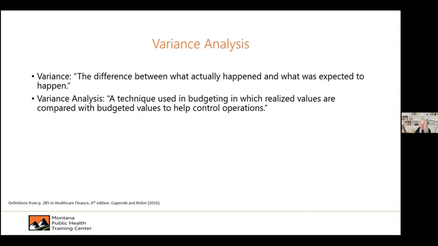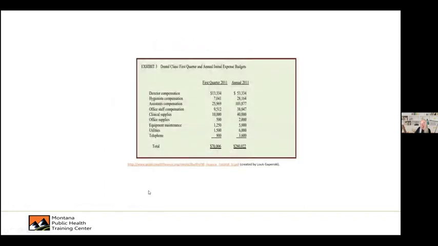So let's sort of look at an example of one of these. And this is a dental clinic's first quarter and annual initial expense budget. So the quarter's over, and the finance office has provided the manager with the actual expenses that occurred during the period. So to conduct the variance analysis, the manager must compare what had happened in the first quarter with what was expected to happen. Then the manager is going to have to determine any problem areas and take action to ensure that at the close of the year, actual expenses are in line with those projected at the beginning of the year.